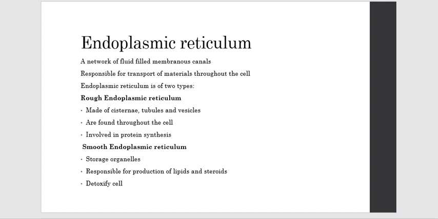Rough endoplasmic reticulum is made up of cisternae, tubules and vesicles. They are found throughout the cells and involved in the protein synthesis because ribosomes are attached with the rough endoplasmic reticulum. That's why we can say it is involved in the protein synthesis. Smooth endoplasmic reticulum has no ribosomes attached with it, so it is not involved in the protein synthesis.